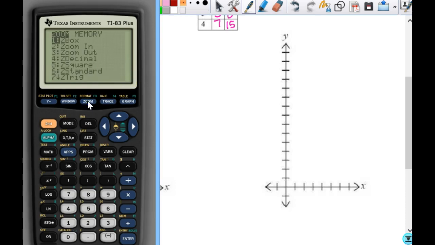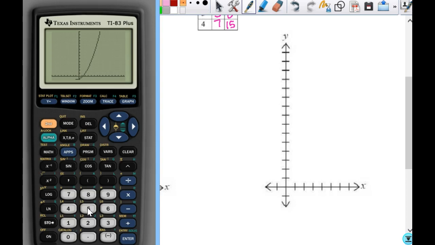5 is square. I fix my window to what I want and what I want to see. Zoom 5 is ZSquare, and it squares up your graph so that if you had a grid behind it, the little squares would be squares and not rectangles, and things aren't squished. Does that make sense to you? So that's going to look way more like what you're actually trying to graph on your paper.